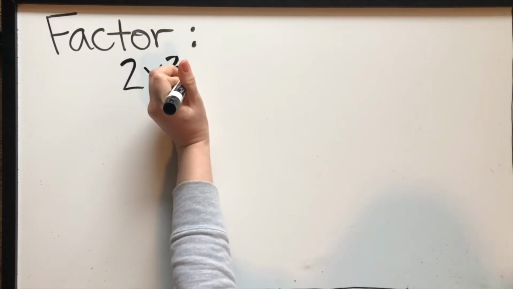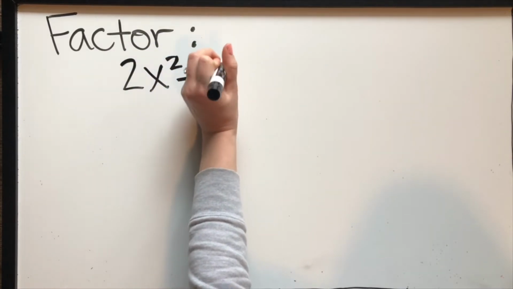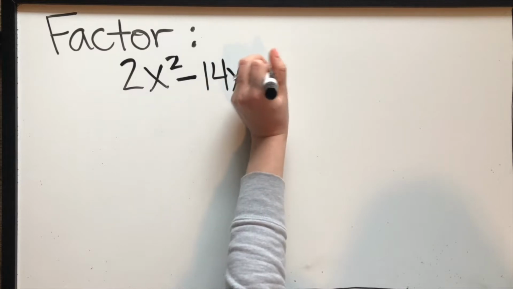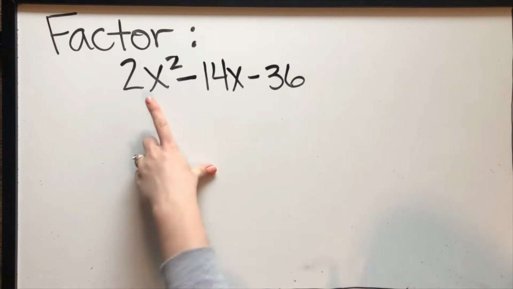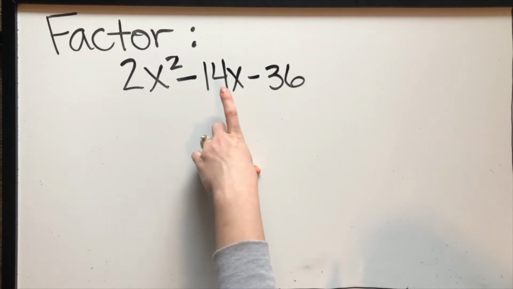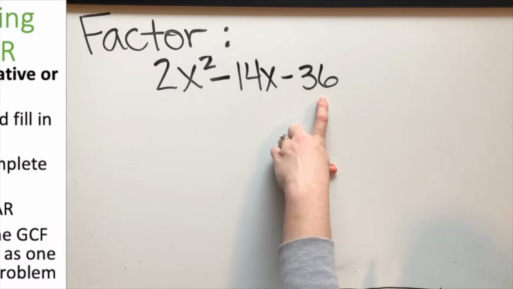All right, so factoring on day 6 is the same thing. We're going to use the star. However, we're going to put together what you guys saw on days 3 and 4, where there's actually a GCF to divide out first. So right now my trinomial is 2x squared minus 14x minus 36.